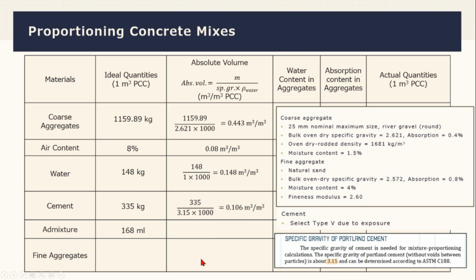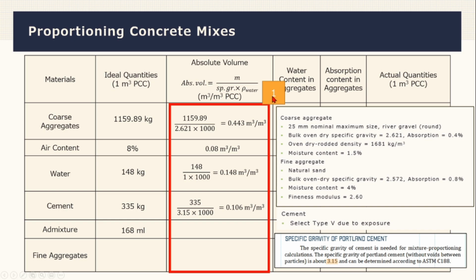For us to compute this fine aggregate, since we are considering a 1 cubic meter of freshly mixed concrete, therefore we just have to subtract all knowns from 1 for us to get this unknown fine aggregate. Now, let's do that. We have 1 minus 0.443 minus 0.08 minus 0.148 minus 0.106, and the fine aggregate now will be equal to 0.223 cubic meter of fine aggregates per 1 cubic meter of freshly mixed concrete.